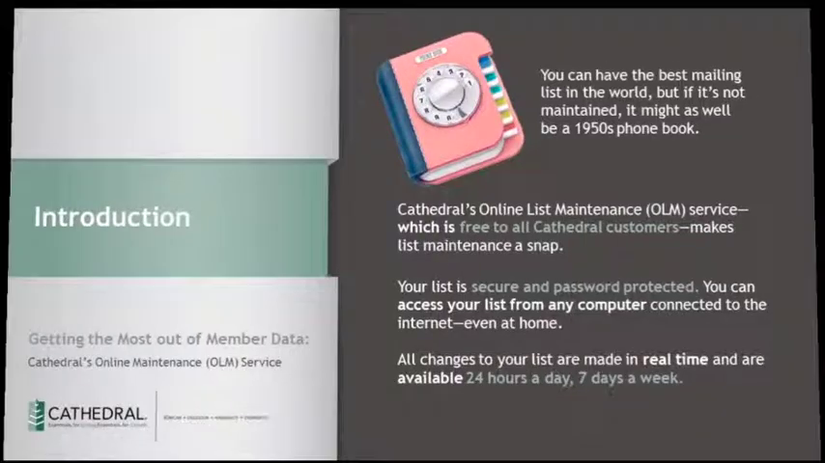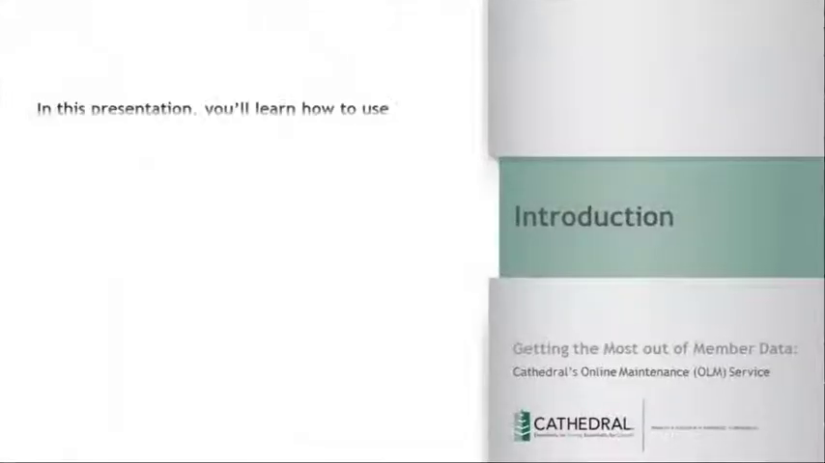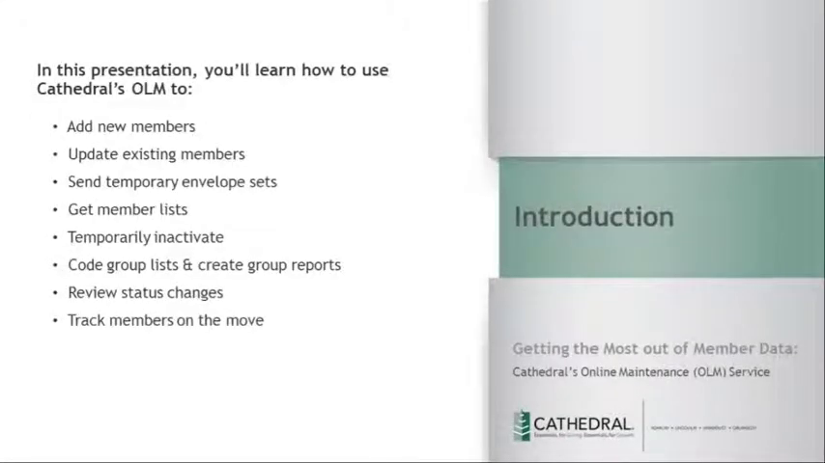So today we're going to cover how to add new members, update existing members, send temporary envelope sets, get member lists, temporarily inactivate a member, code some group lists, and then create group reports, review status changes, and track those members that are on the move.